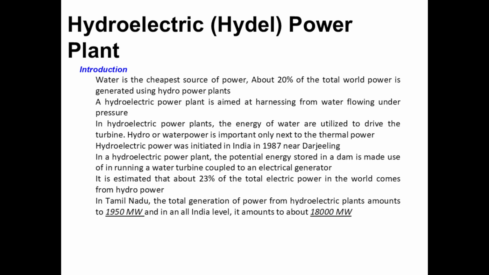In a hydroelectric power plant, the potential energy stored in a dam is made use of in running a water turbine coupled to an electrical generator. It is estimated that about 23% of the total electric power in the world comes from hydropower. In Tamil Nadu, the total generation of power from hydroelectric plants amounts to 1950 megawatts, and at the all India level it amounts to about 18,000 megawatts.